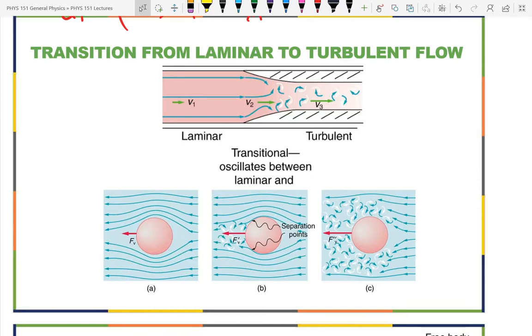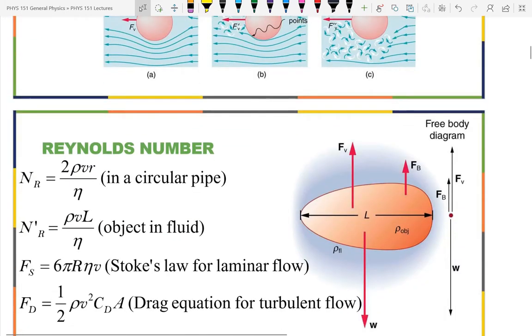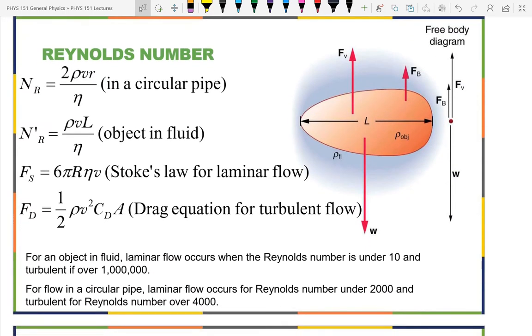So we have this thing we call the Reynolds number, and that's N sub R. And there are two different calculations for it. In a circular pipe, that is, we have a fluid of density rho and viscosity eta flowing through a cylindrical pipe. In that case, the Reynolds number is 2 times the density times the speed it's flowing times the radius of the pipe divided by the viscosity. And so you get that number.